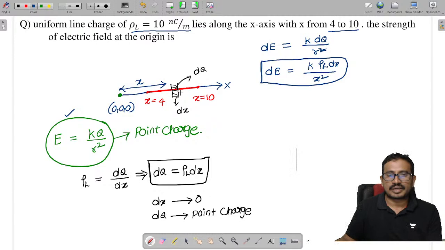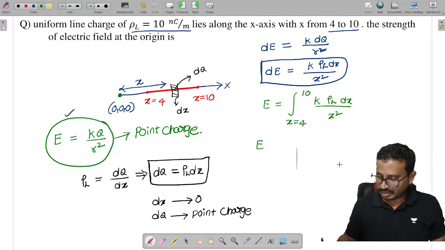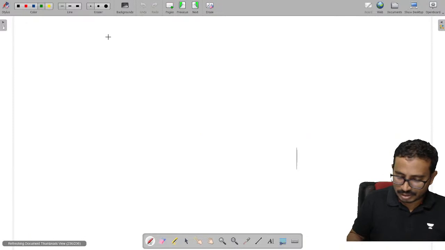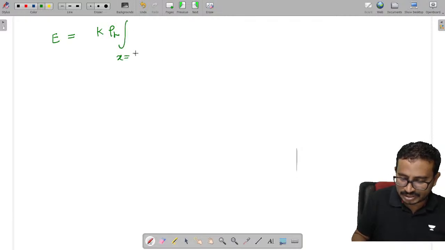Now I want to find the electric field because of the complete line charge. For this, we'll integrate it. The integral limits of x are from 4 to 10, that is k into rho L dx by x square. So here the electric field E is given as k into rho L, which is a constant, integral from 4 to 10 of dx by x square.